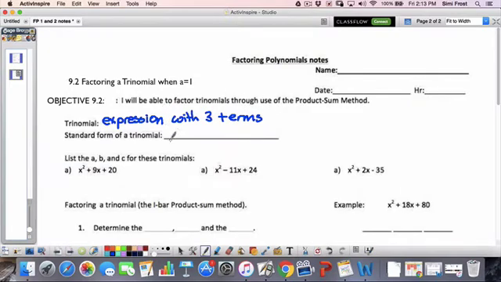The standard form of a trinomial looks like this. And it's going to be important to be familiar with this because we're going to pull out this A, B, and C. So list the A, B, and C for these trinomials. So if there's nothing in front of the x squared, that means there's just a 1 there. So our A equals 1. Our B equals 9, and our C equals 20. And you'll notice that we're focusing today on when A equals 1.